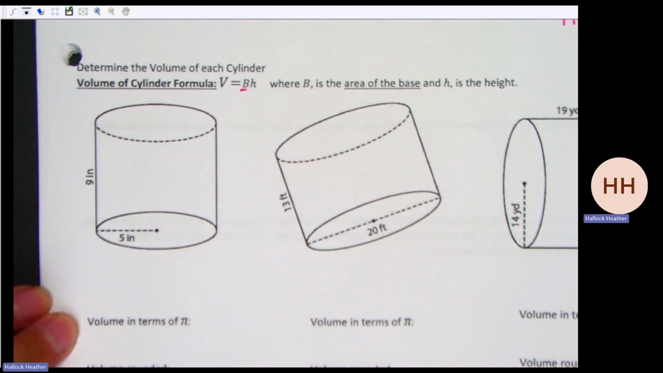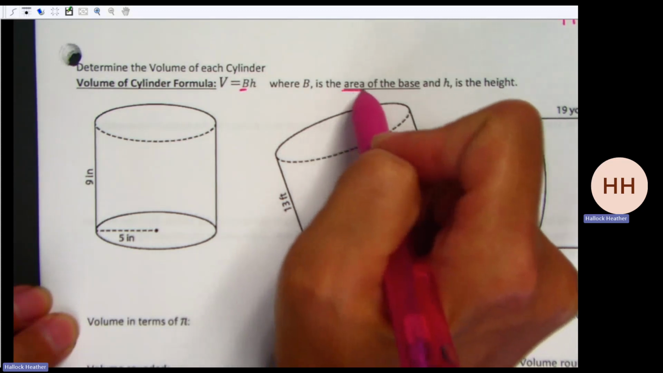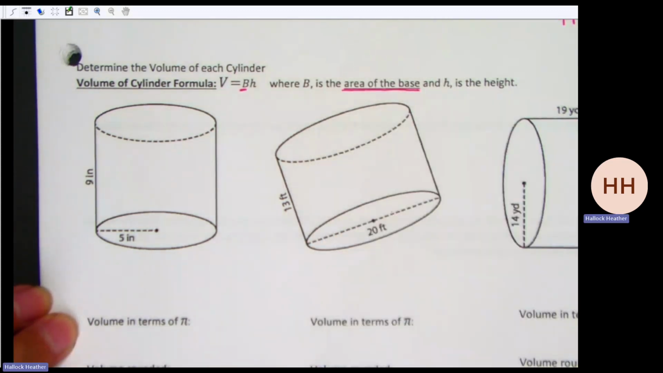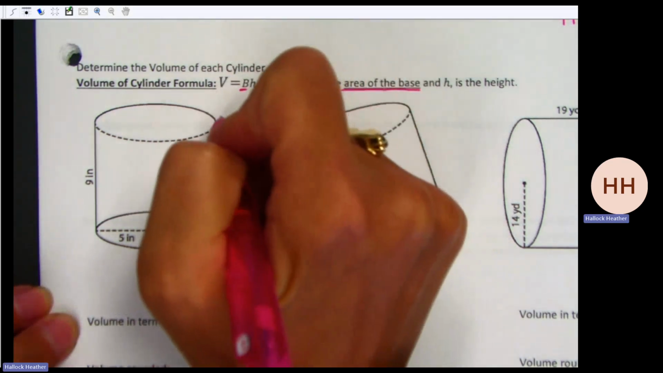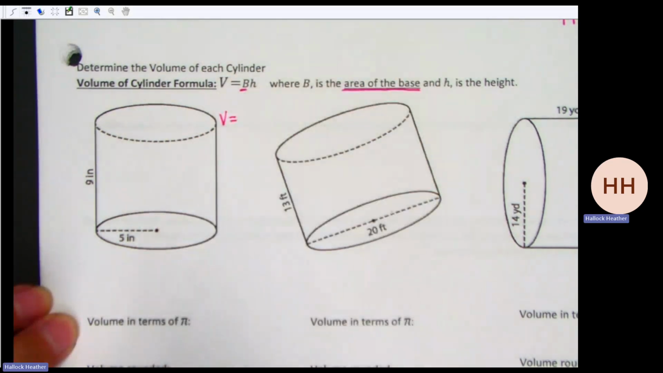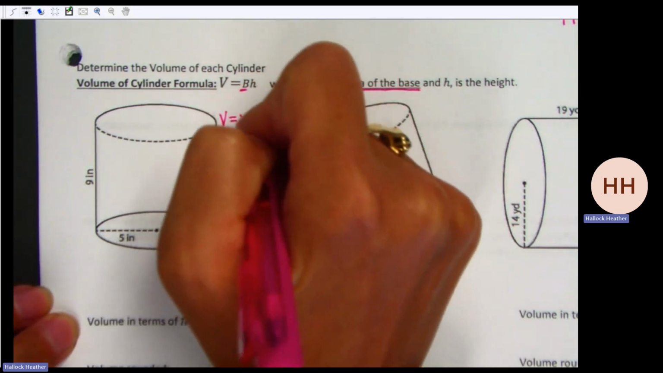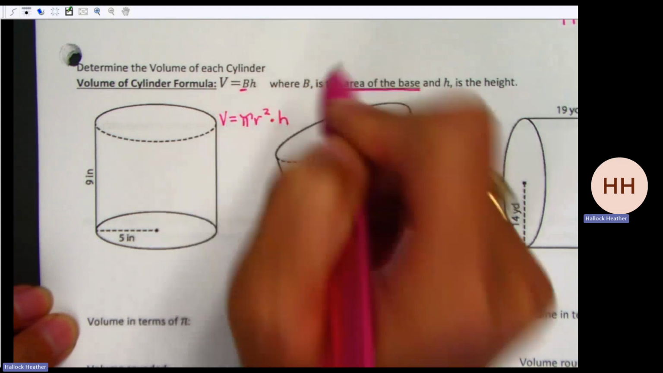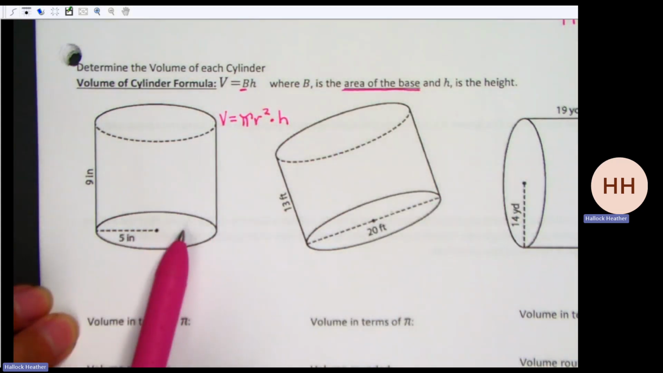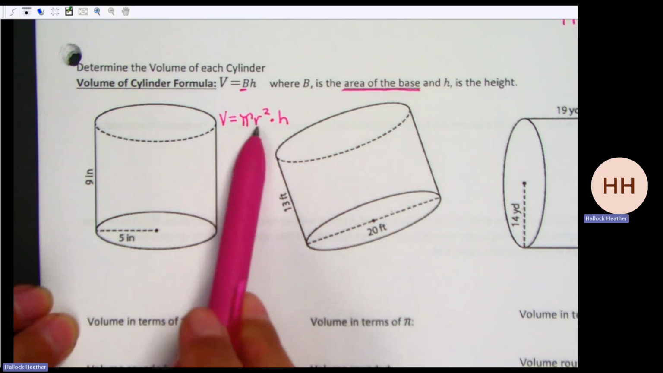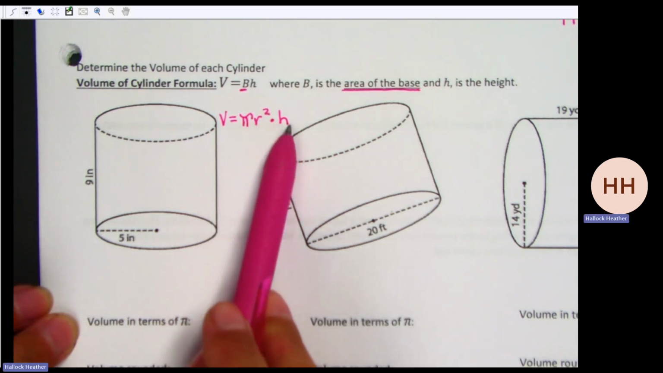It's a circle. How do you find the area of a circle? So this formula is not big B times H, because you're like, what the heck is big B? It's definitely not the radius. It's pi r squared times the height, because the base of the cylinder is a circle.